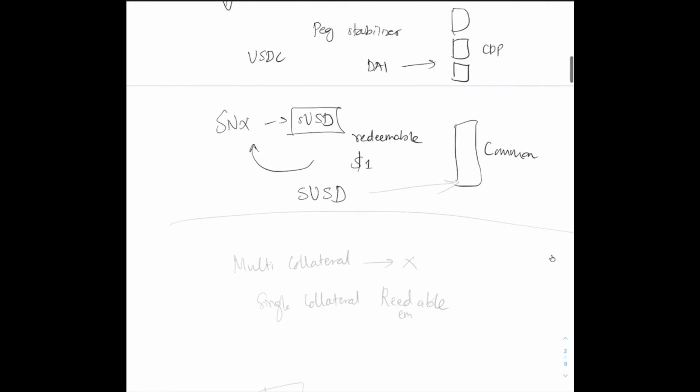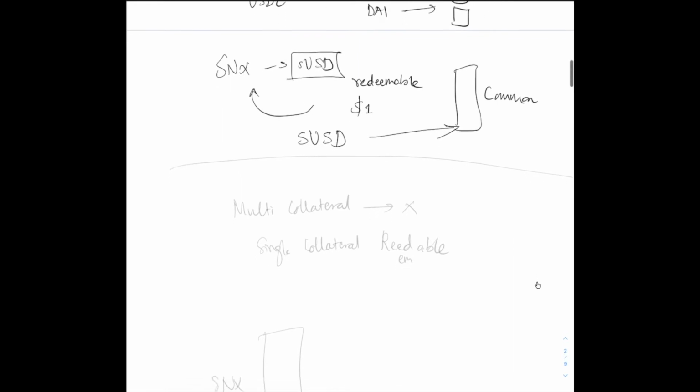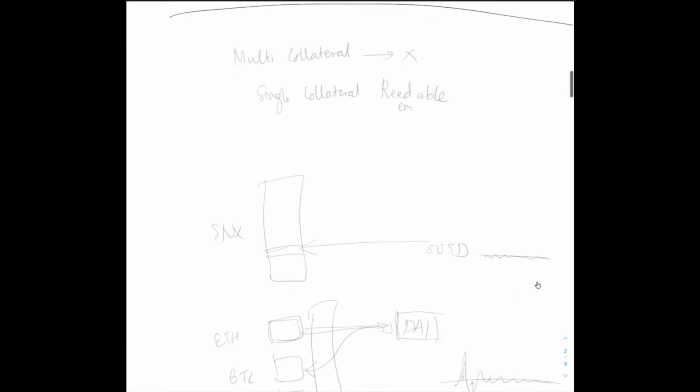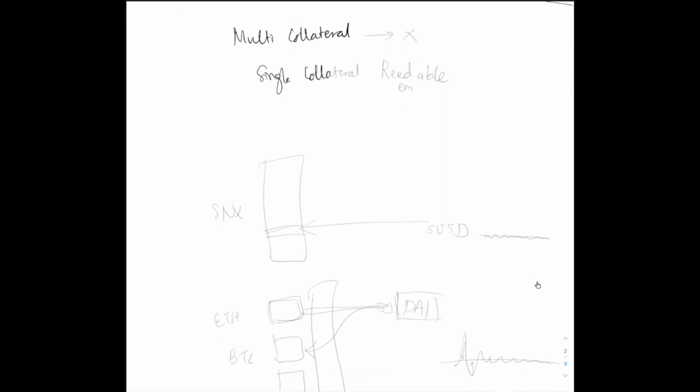But now that DAI has many different applications, it tends to trade at $1. Whereas with sUSD, you can use the underlying to redeem $1 worth of underlying collateral. There is, however, a conflict between using multiple collateral and using single collateral. Single collateral allows you redeemability, whereas this one does not.